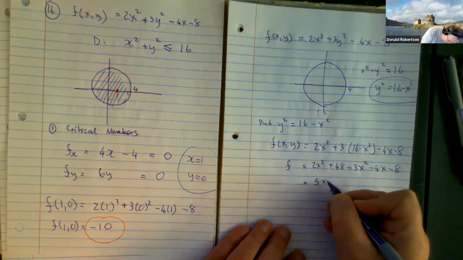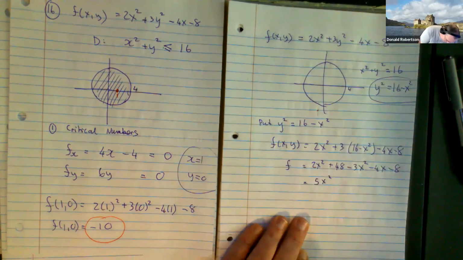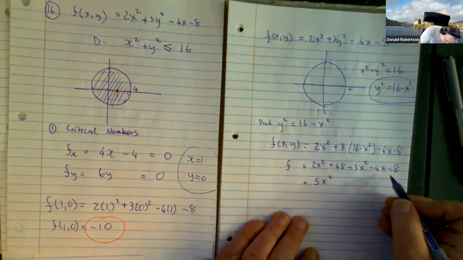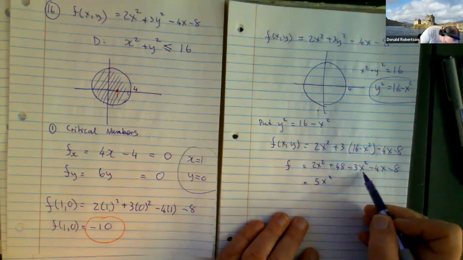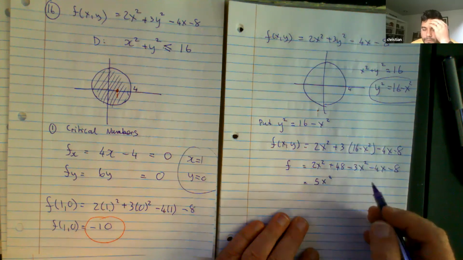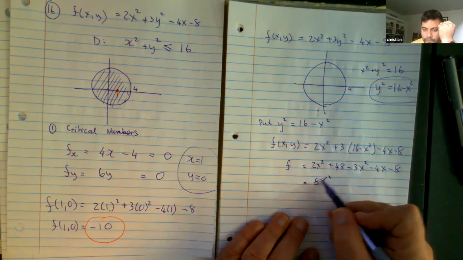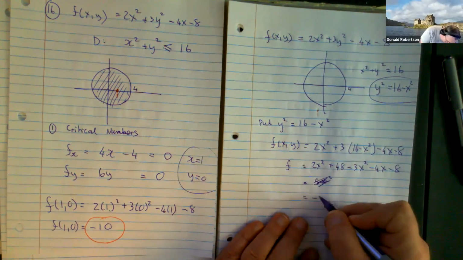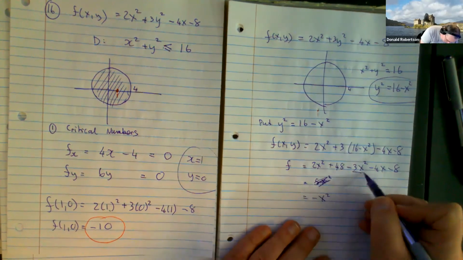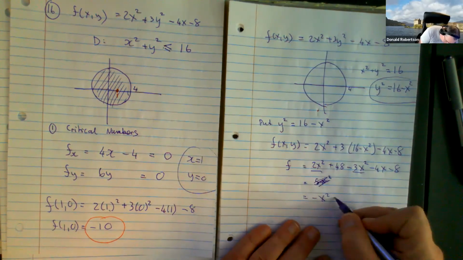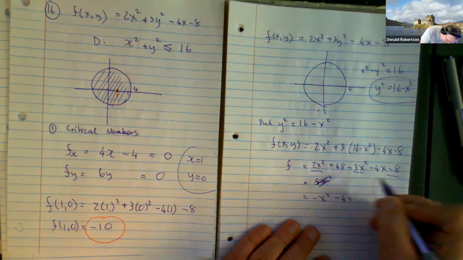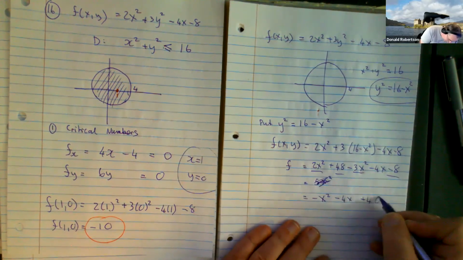I make that 5x squared, right? And I need some other things here, 5x squared. Shouldn't it just be 1x squared? Just plain x squared? Well, plain minus x squared. Yeah, thank you. And minus 4x and a plain plus 40. Would you agree?